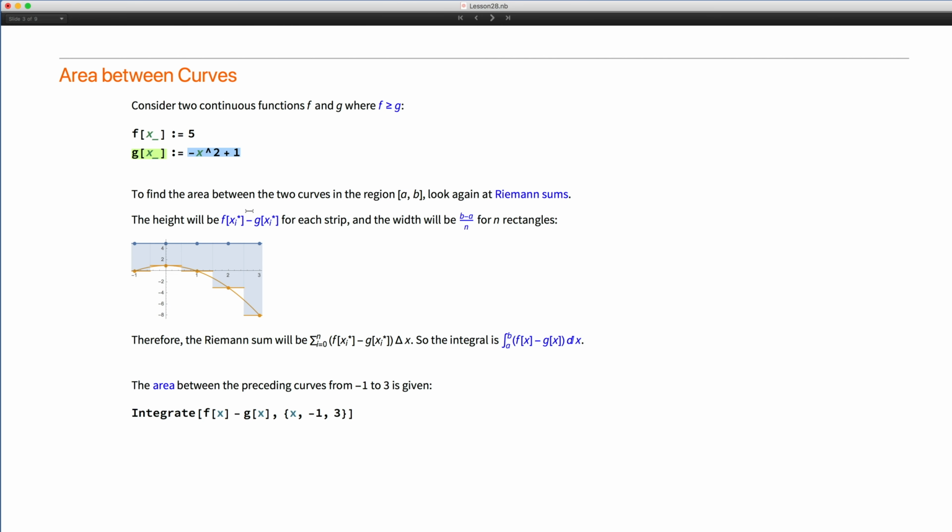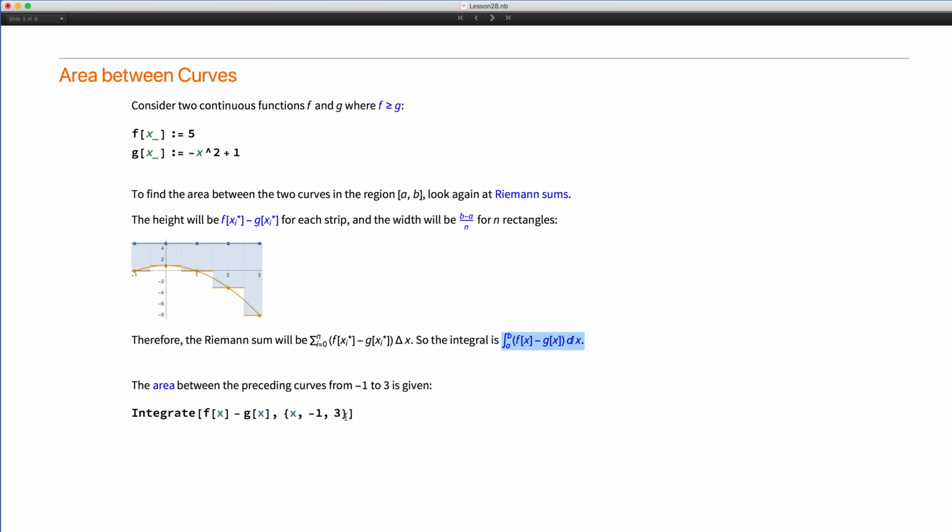Now when you want to work out the area between them, you look at the Riemann sums. In this case, the Riemann sums will have the height equal to f minus g for each strip, and the width will be (b minus a) over n, where b and a are the limits of the integration interval. The Riemann sum will be the sum of the heights times the widths, which is the same as the integral of f minus g.